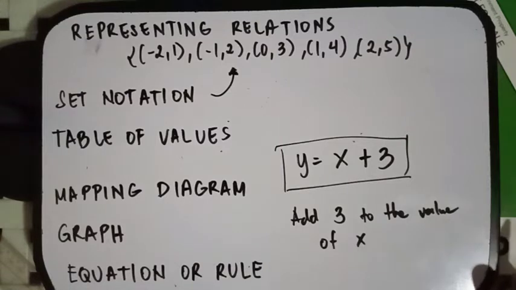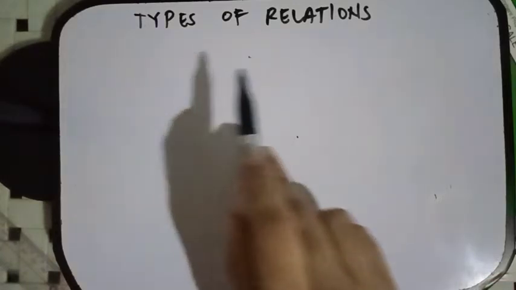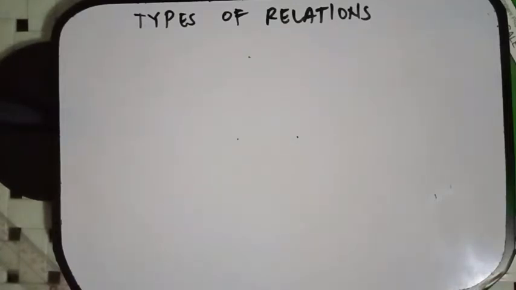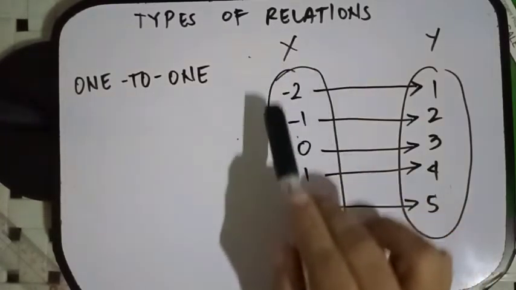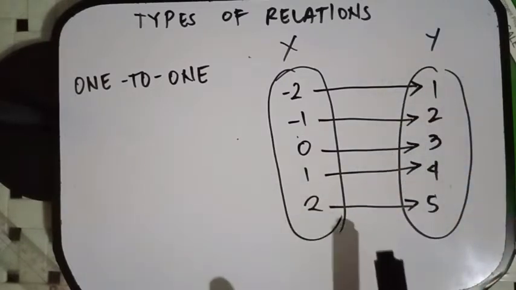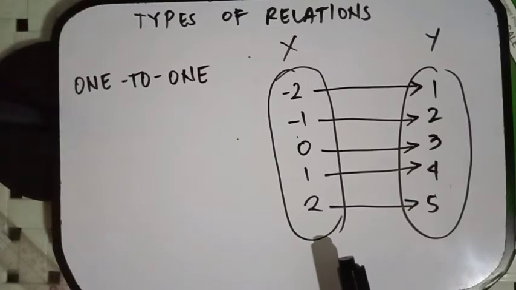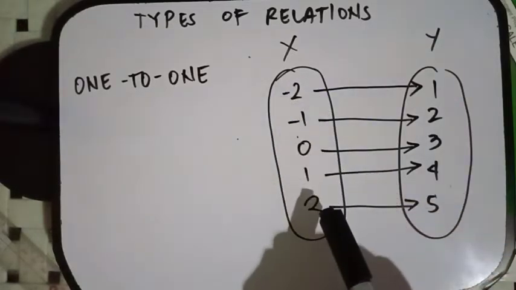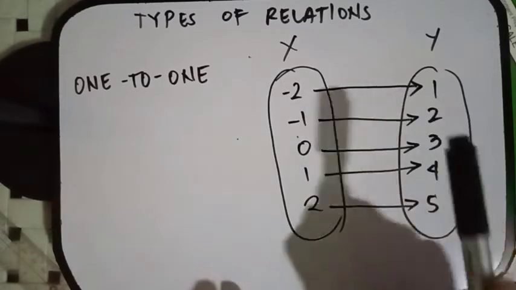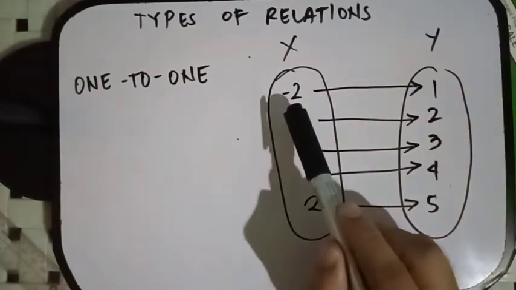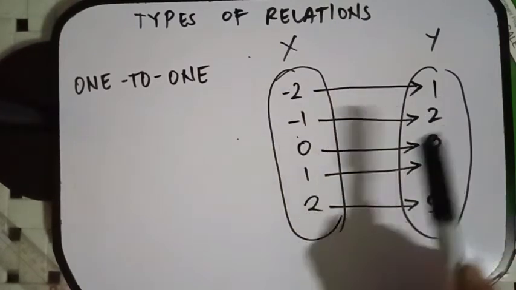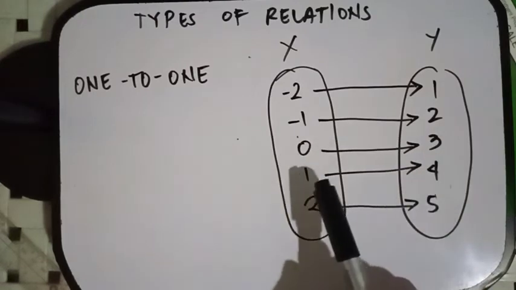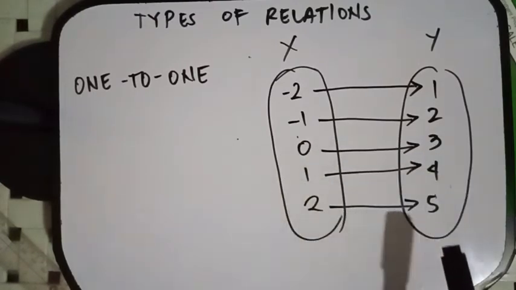Okay, so let us proceed sa types of relations. So, dito, meron tayong 3 types of relations. Ang unang type ng relation ay one-to-one relation. So, sa one-to-one relation, kung makikita natin sa mapping diagram, kung saan sa bawat value of x nakapares sa nag-iisang value of y. So, makikita natin dito sa mapping diagram, yung negative 2 nakapares sa 1, negative 1 ay nakapares sa 2, yung 0 nakapares sa 3, 1 nakapares sa 4, at 2 nakapares sa 5.